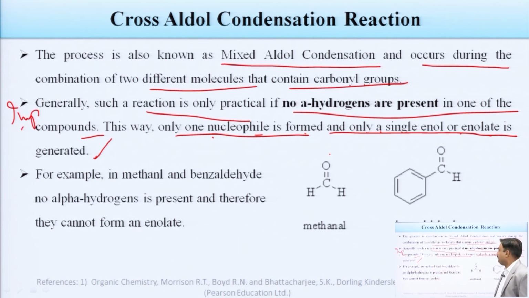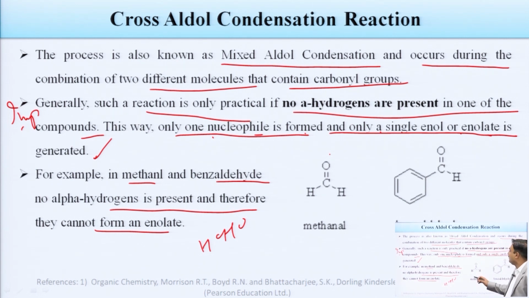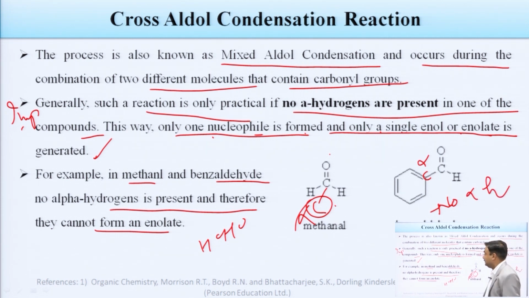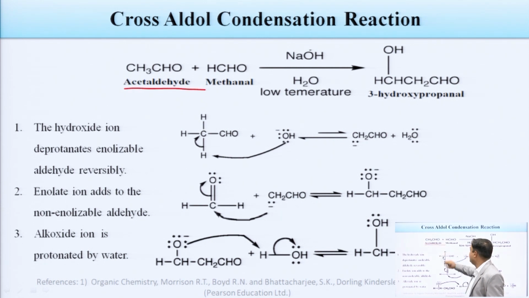For example, methanal, HCHO, meaning formaldehyde, and benzaldehyde. No alpha hydrogen is present and therefore they cannot form an enolate. Here there is no alpha hydrogen, meaning after this there is no carbon at all, no alpha carbon, so there will be no alpha hydrogen. In benzaldehyde, there is a carbon here, an alpha carbon, but there is no alpha hydrogen. Okay, so they cannot form an enolate. Now, coming to the reaction, here you can see acetaldehyde and methanal.